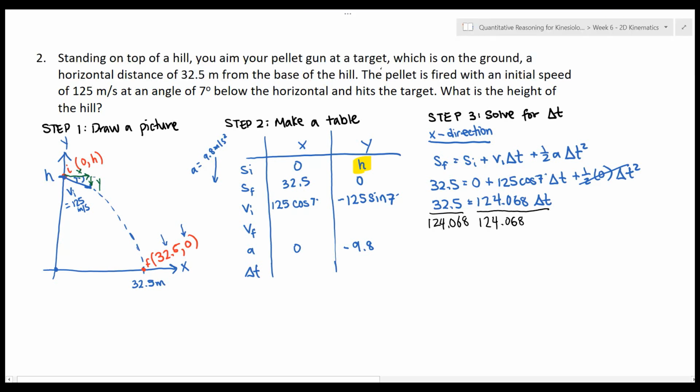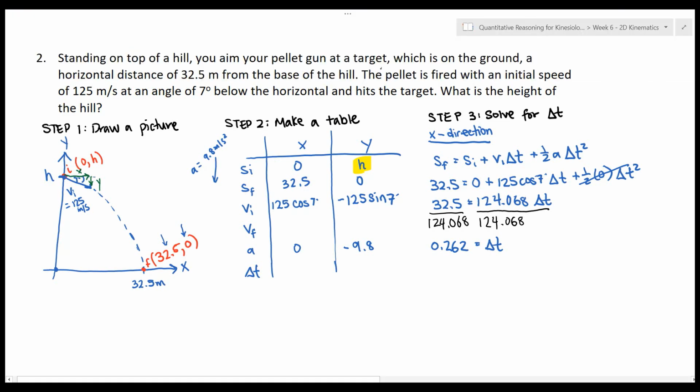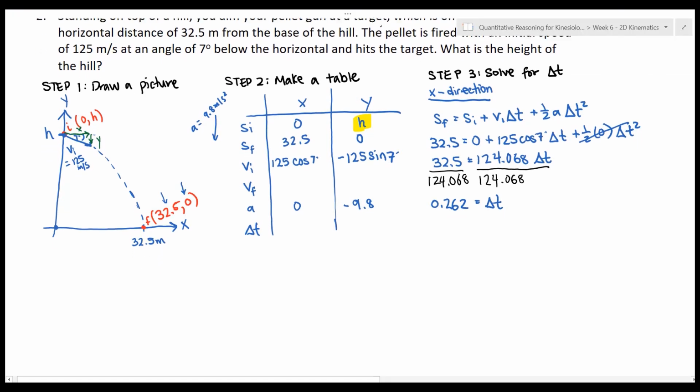So I'm going to do that on my calculator. 32.5 divided by 124.068, and I get 0.262 equals delta t. So I've solved for delta t. Now let's move on to step 4. Step 4 is now to solve for the unknown in the other column.